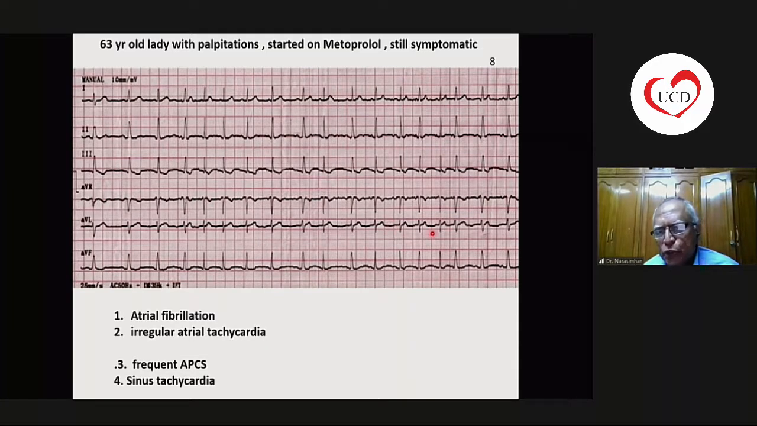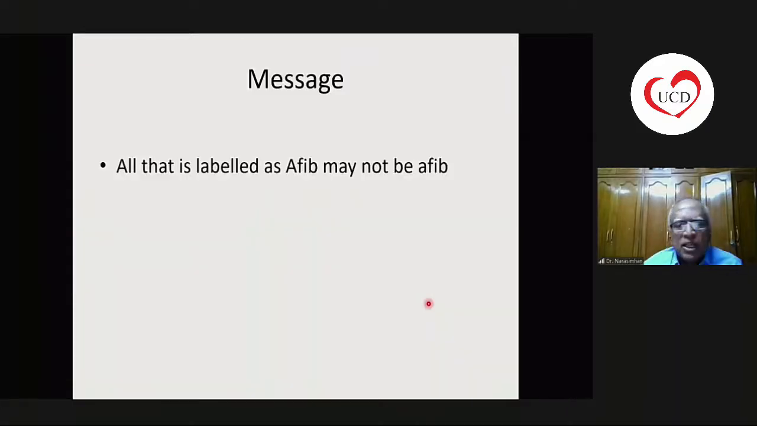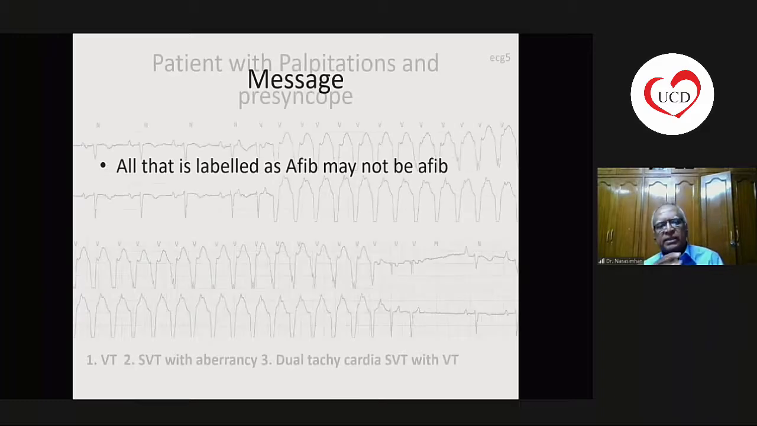You see here the QT becomes abruptly shortened, whereas when this is there, the QT becomes longer. That should give us a clue that this is related to the ECG. This is more common in the analog recording of Holter machines. Some of these things can be misinterpreted as atrial fibrillation. All that is labeled as AFib may not be AFib. So look at the raw data, look at the patient before committing. That is what is going to make us better clinicians.